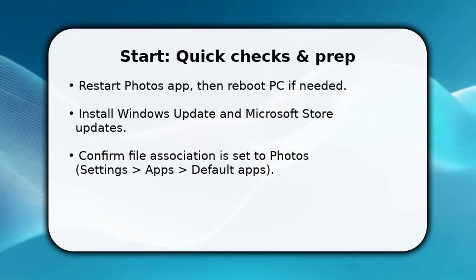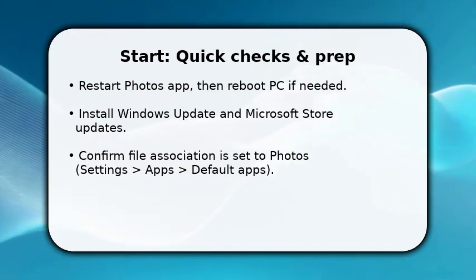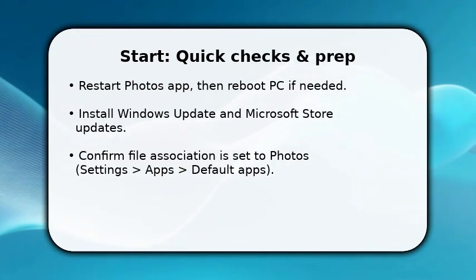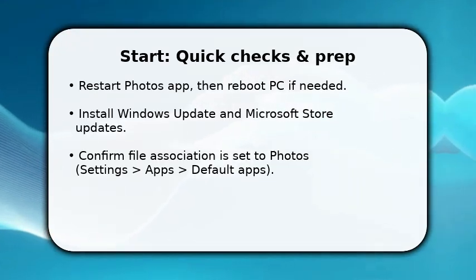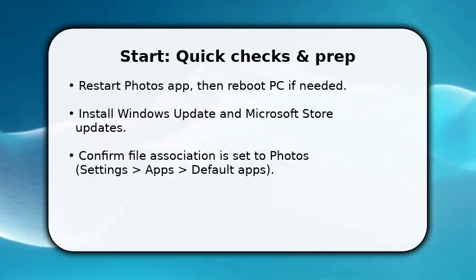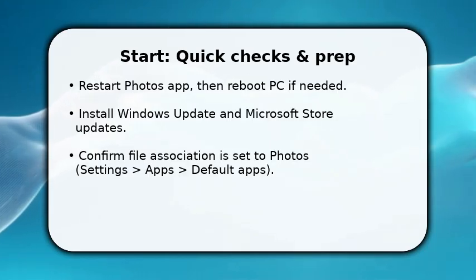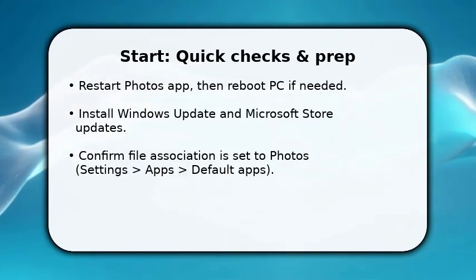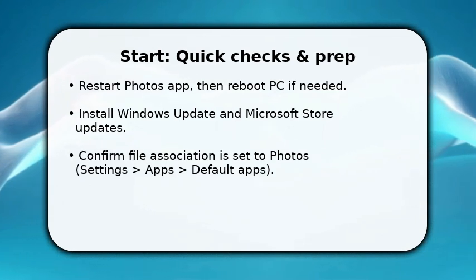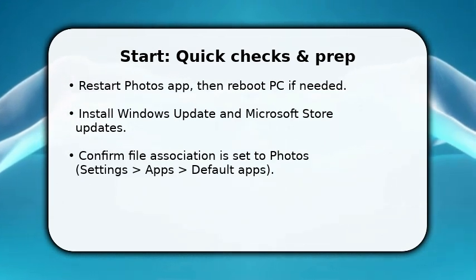You start by eliminating the obvious blockers: close photos, and reboot the system to clear temporary locks and hung services. Once done, make sure Windows and Microsoft Store updates are installed, because missing updates often break store apps. Next, check file associations, so images are set to open with photos. Wrong associations send files elsewhere. These quick steps remove common environment problems and prepare your machine for deeper fixes, without wasting time diagnosing obvious causes.